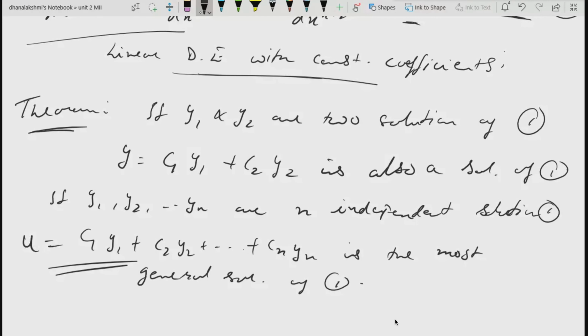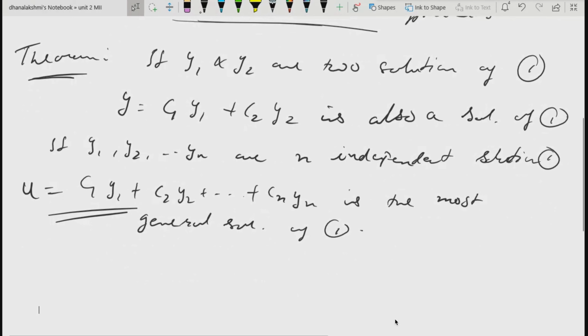Okay, let this solution be denoted by u. Now, what kind of solution is this one? It is a general solution. General solution means a solution which contains as many arbitrary constants as the order of the differential equation. Since we have considered an nth order differential equation, you will have n constants.